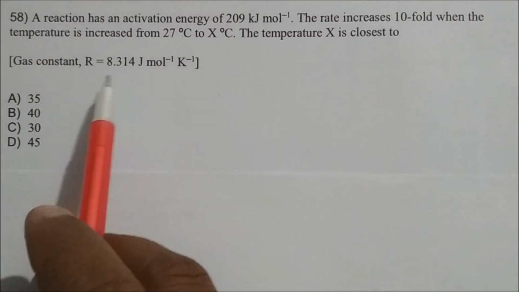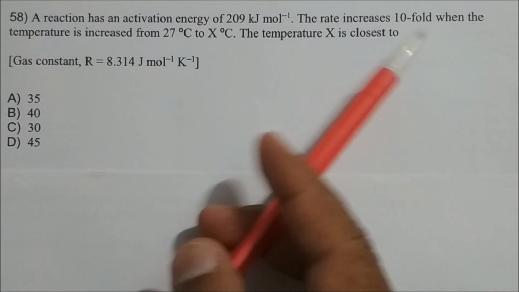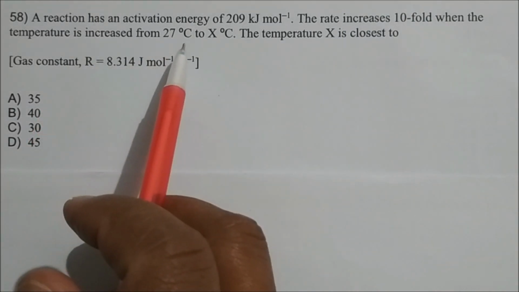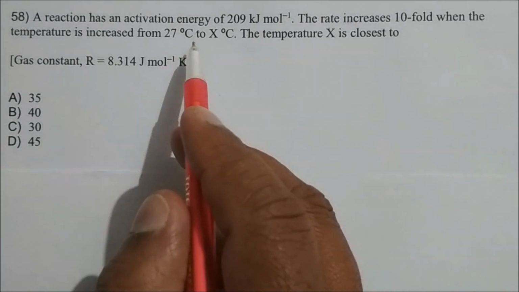A reaction has an activation energy of 209 kJ per mole. The rate increases tenfold when the temperature increases from 27 degrees centigrade to X degrees centigrade. So what is X in degrees centigrade? We have to find it in degrees centigrade.